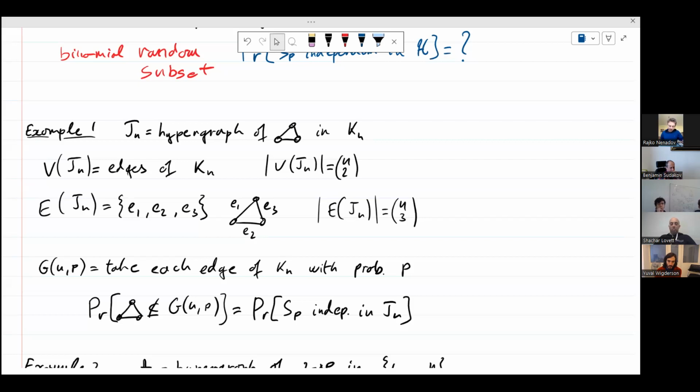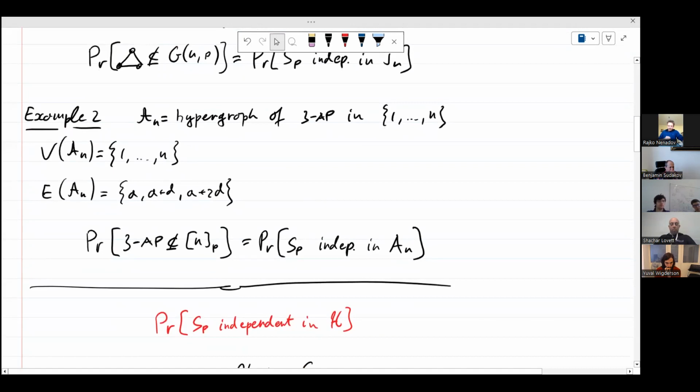Now, if you look at a standard Erdős-Rényi random graph, G(n,p), which is formed by starting with K_n and then for each edge tossing a coin which with probability p tells us to keep that edge, then we have the following. The probability that a triangle does not appear in G(n,p) is the same as the probability that my binomial random subset S_p is independent in T_n, in this hypergraph that I've just defined. And the question of whether a triangle, or any other fixed small subgraph, appears in G(n,p) is a classical question in probabilistic combinatorics. So that's one example. A different one, which might be even a bit easier to grasp, is that I'm going to form a hypergraph A_n, which is a hypergraph of three-term arithmetic progressions among the first n natural numbers.